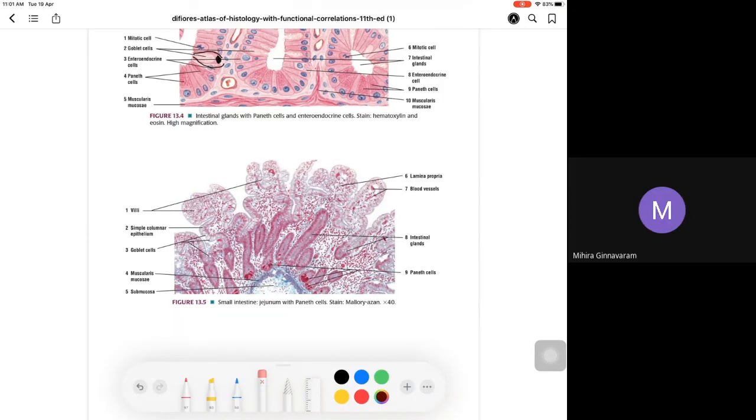13.5 small intestine, jejunum with Paneth cells, stain Mallory-Azan stain, 40x magnification. So these are villi. Then there's simple columnar epithelium with goblet cells, muscularis mucosa and submucosa. Then there's lamina propria, blood vessels, intestinal glands, and Paneth cells.